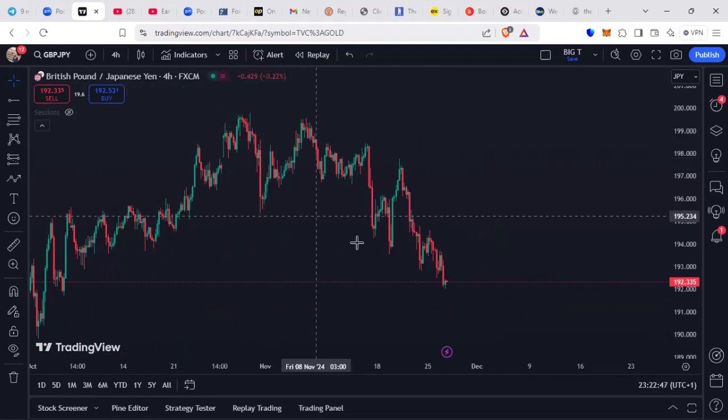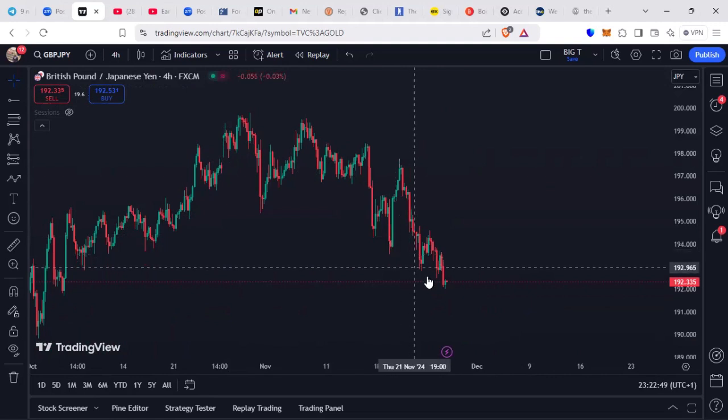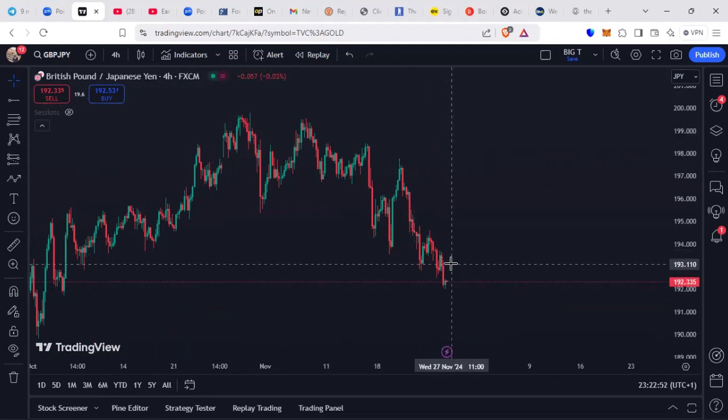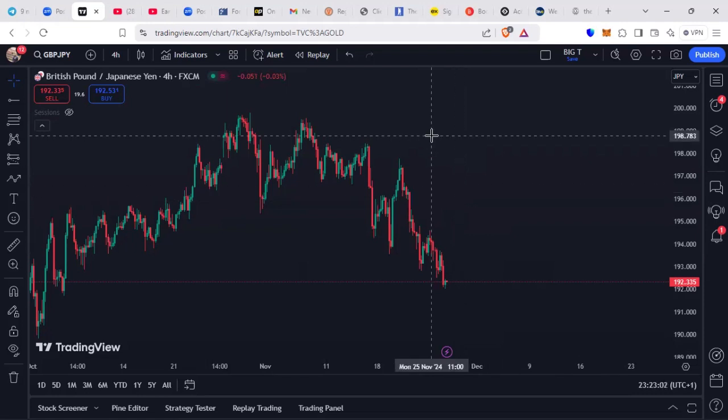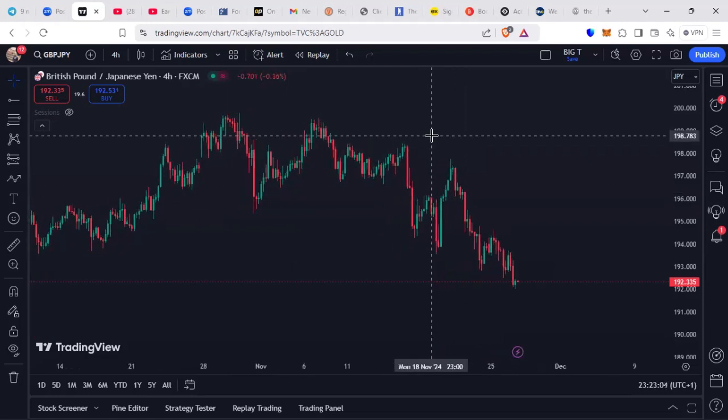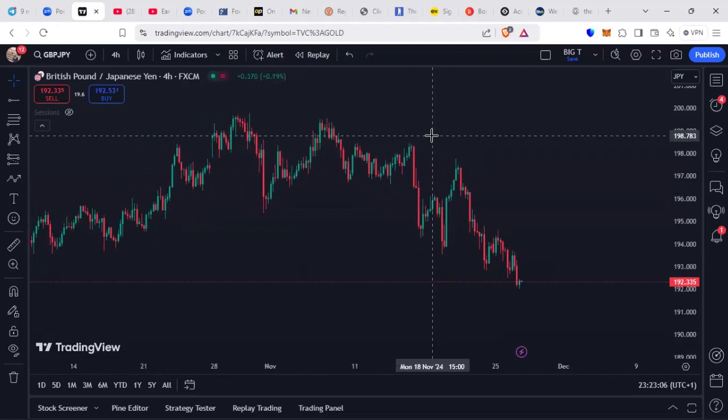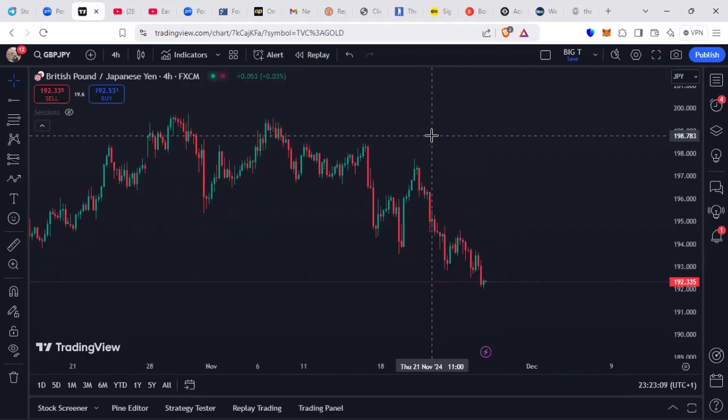This is a low in the market. This is another low. These are more lows. The market is consistently creating lows. So by common knowledge, when the market is constantly creating lows, it indicates that the market is bearish. So yeah, we're going to do the analysis on GBP and how we got our entry for today.